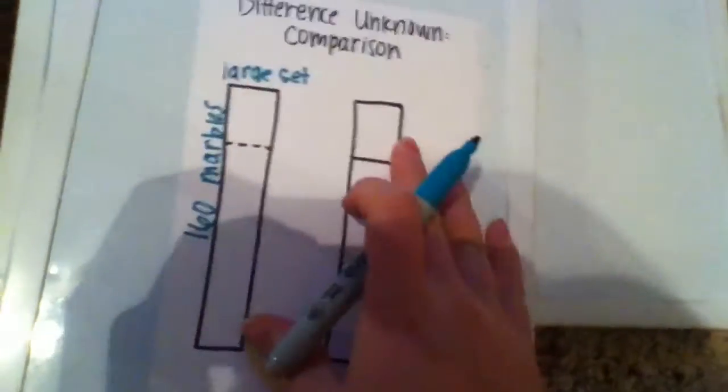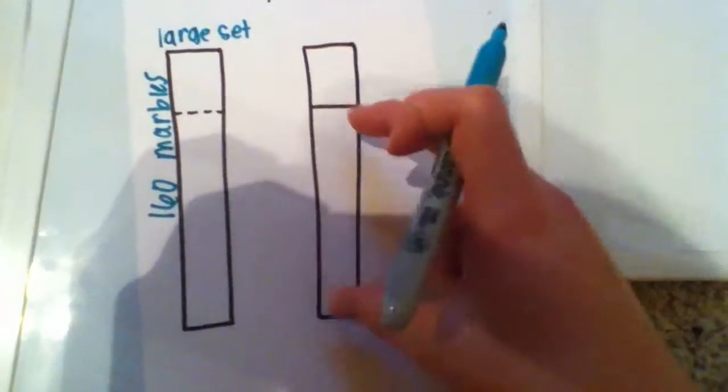Because this is going to represent the 160 total marbles. All of this. And now we're going to label this section right here the small set, because this is going to represent the 83 marbles that William put in. And we're going to label this small set.